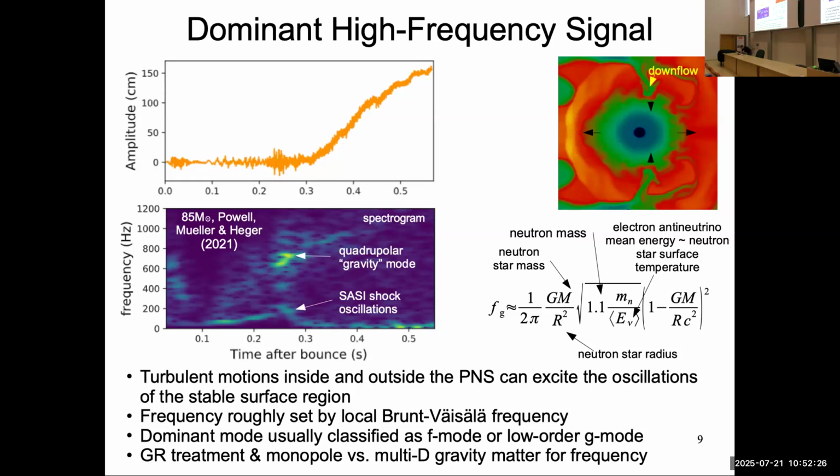Yeah. All right. If you just do this local analysis of what the typical frequency for buoyancy-driven oscillations in this region is, you come up with this formula that we derived in 2012, which I think is still useful because it highlights the physical parameters that impact where this frequency lives. So it's effectively related to the neutron star surface gravity.